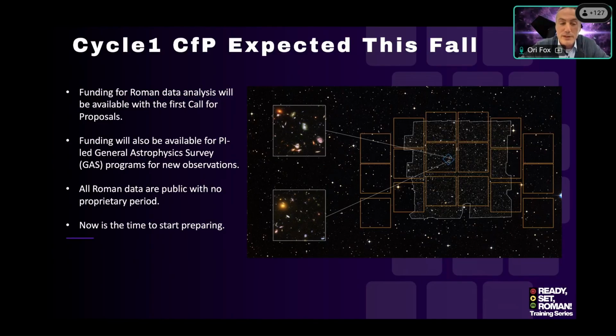It's really important to understand that all Roman data, no matter how it is taken, will be public with no proprietary period. Many of the surveys that we are going to talk about today are designed to maximize science across the board, depending on your science case, with no specific single science driver. And so now is the time to start preparing for that reason, because 75% of the mission is already defined, and you need to figure out how to start preparing and taking advantage of that data.